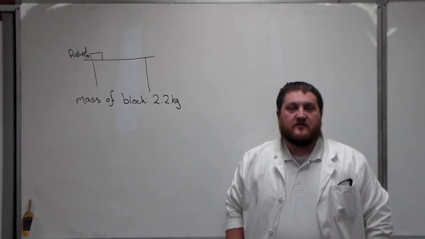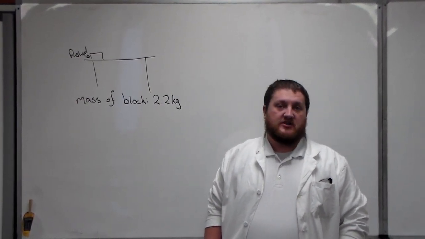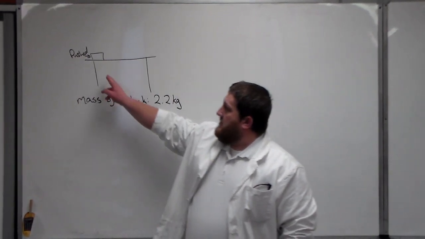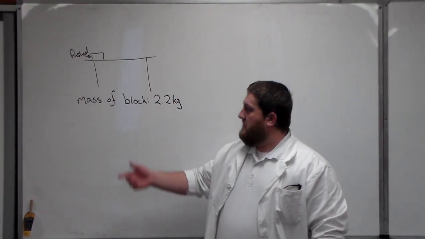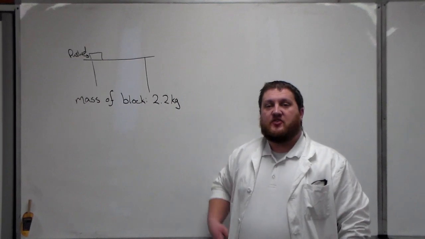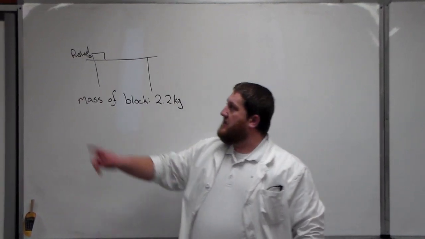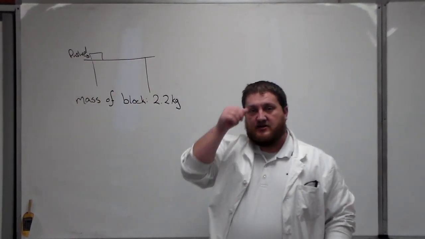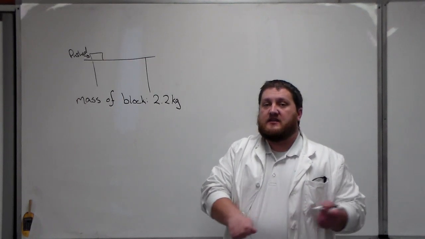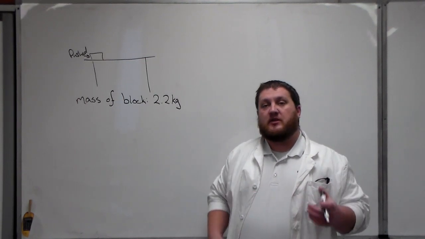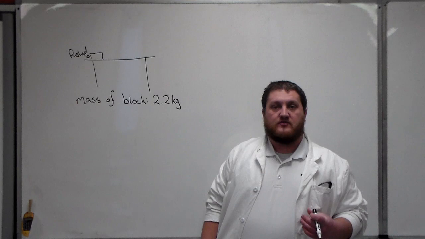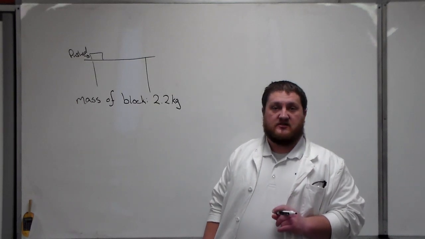Today we're going to look at how to solve for coefficients of friction. In this problem, I have a block being pushed across a rough table. The block has a mass of 2.2 kilograms and it's being pushed this direction. In the first instance, the force that is being applied to the block is 10 newtons and the block does not start to slide.